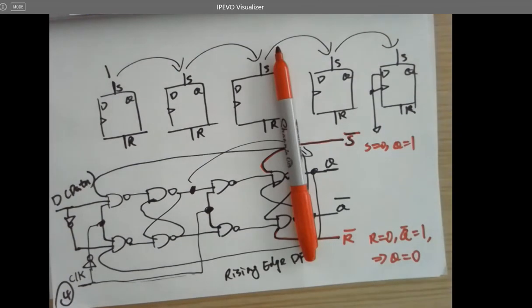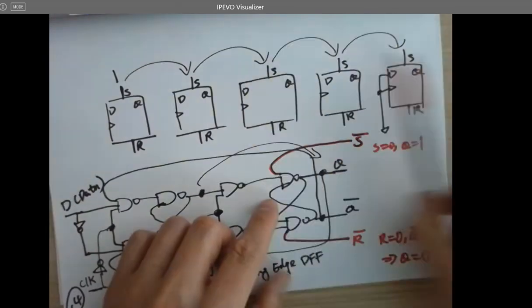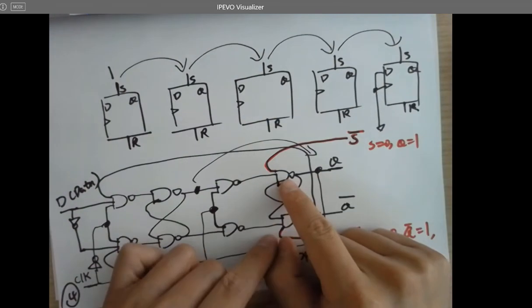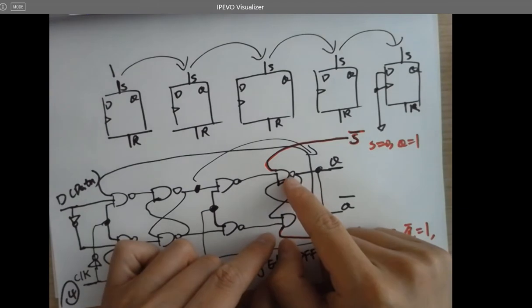So D, Q, Q bar, S bar, R bar. So S bar, R bar. What does that mean? Active low. So if you give a 0 to S bar, it's going to set the output. So if you probe Q, it's going to be 1. All right? So what if you give a 1 to S bar? Nothing will happen. A 1 will not affect the NAND gate. So 1 will do nothing.